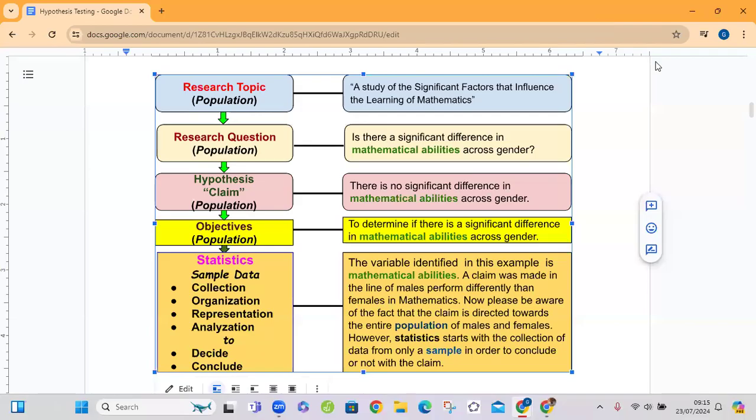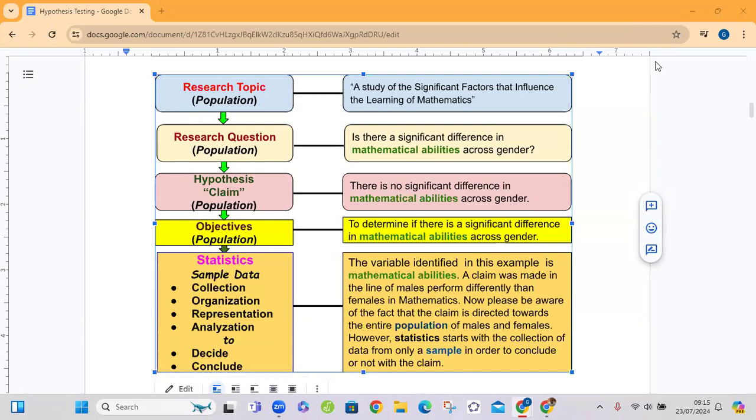So first, you have a research topic, which is about the population. For example, a study of the significant factors that influence the learning of mathematics. And then comes a research question. Again, it's about the population. For example, is there a significant difference in mathematical abilities across gender?